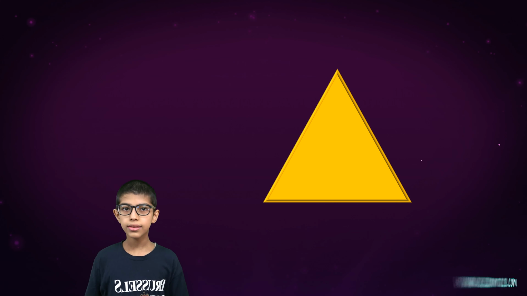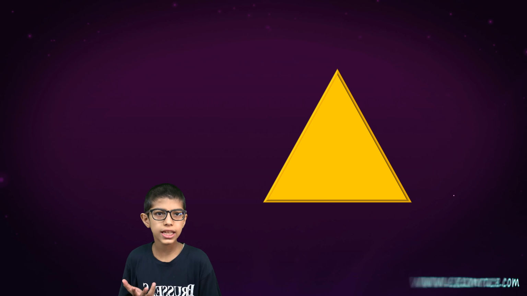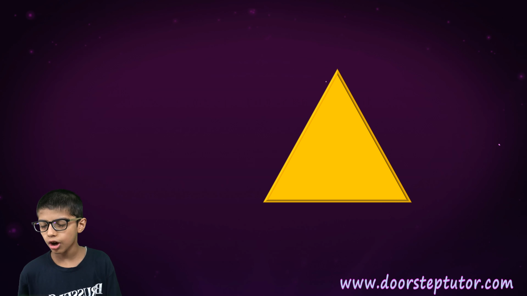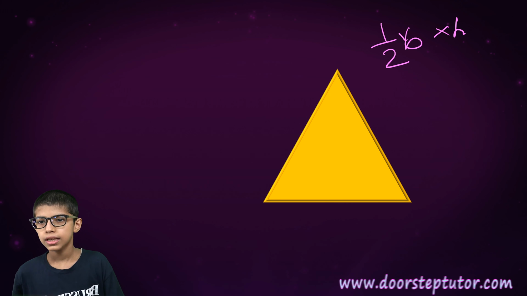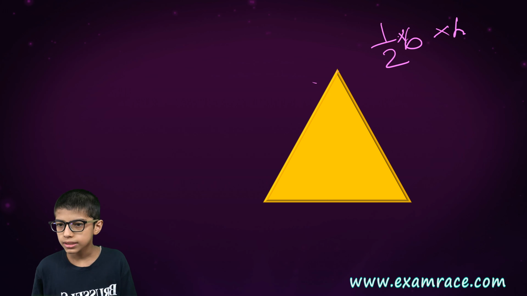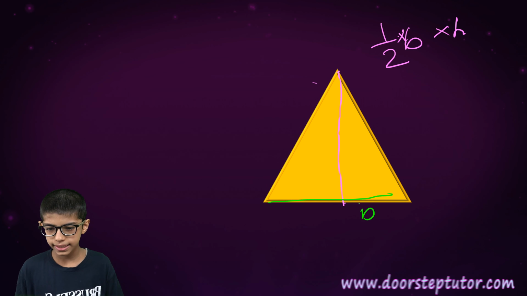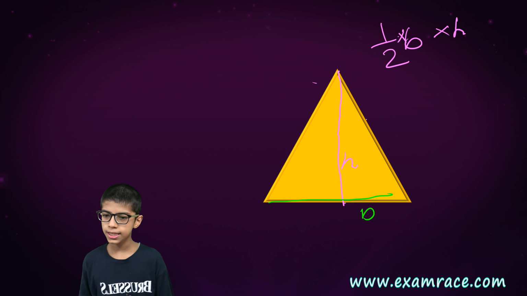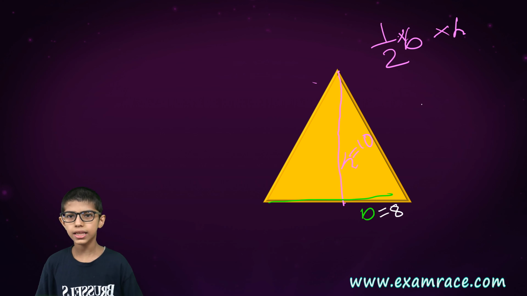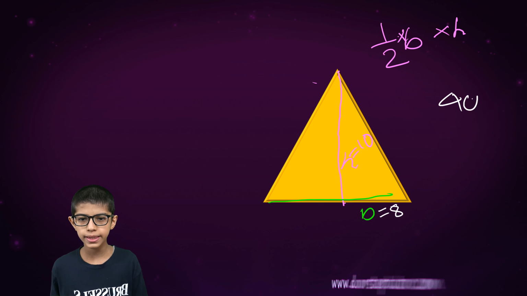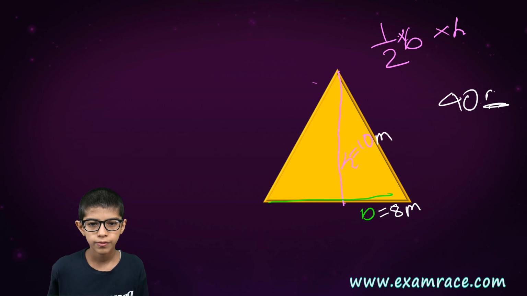Therefore, now let's do that with a triangle. So, what is the area of a triangle? Yes, the area of a triangle is half base multiplied by height. Half multiplied by base multiplied by height. This line is the height, and this line is the base. So, if I have the height as 10 and the base as 8, then can you find the area? Yes, it would be 40, and then the unit. If it is 10 meter and 8 meter, it would be 40 meters square.